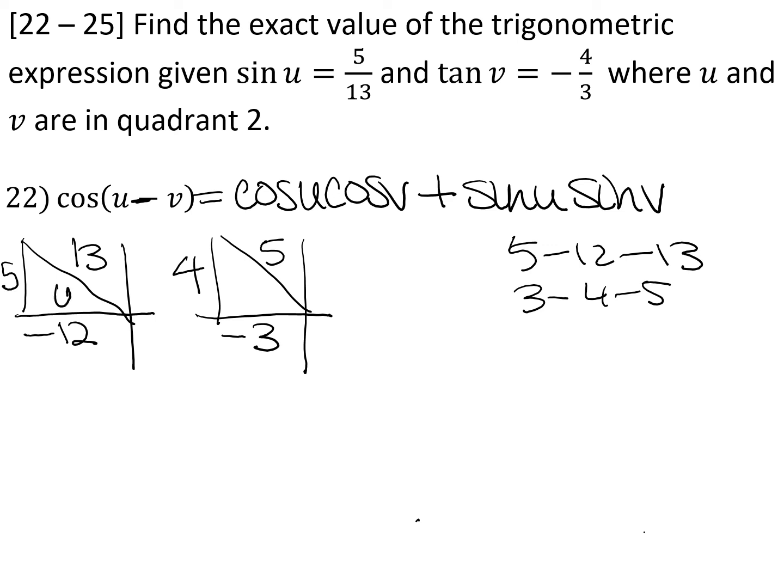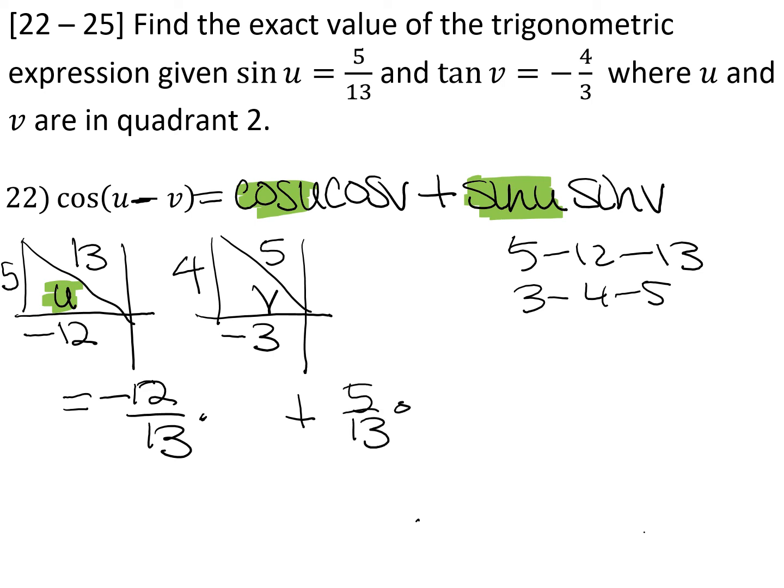Okay, let me label it with my angles u and v. So when I do my cosine, I am using this triangle here for the u, and I'm going to use that one for the sine u. So let's do that real quick. I'm going to get cosine of u is negative 12 over 13. I'm going to leave a little gap here, plus the sine is 5 over 13.